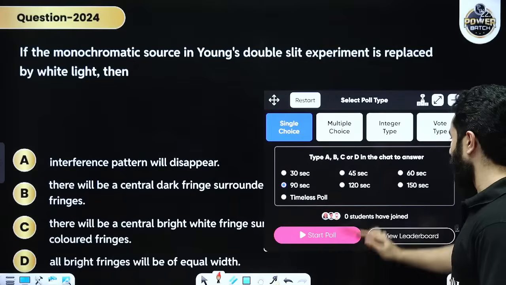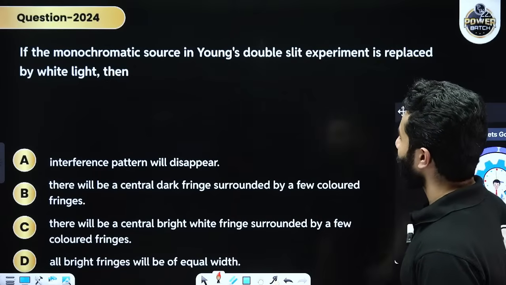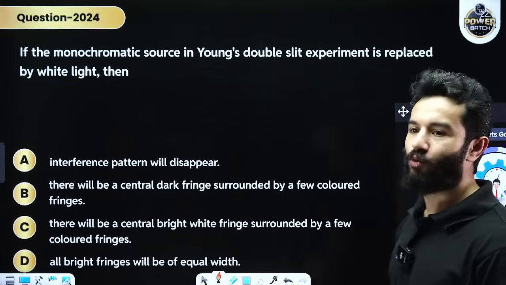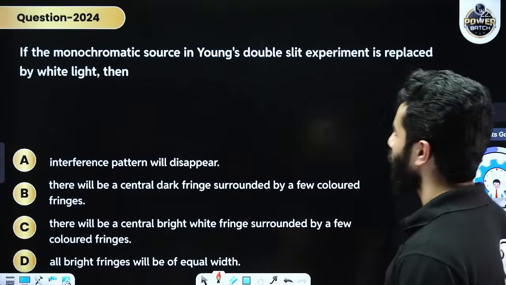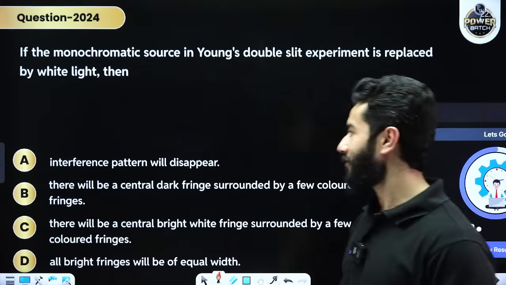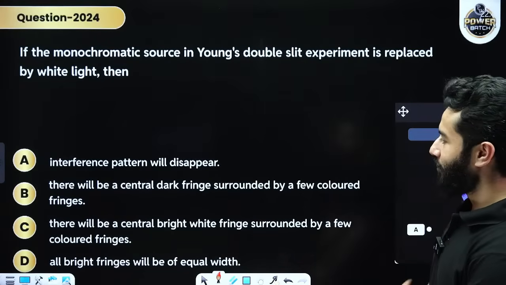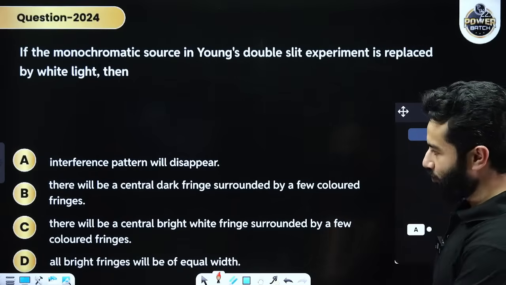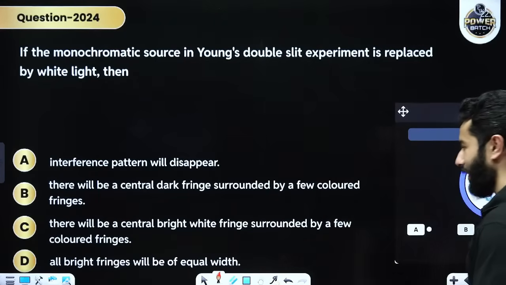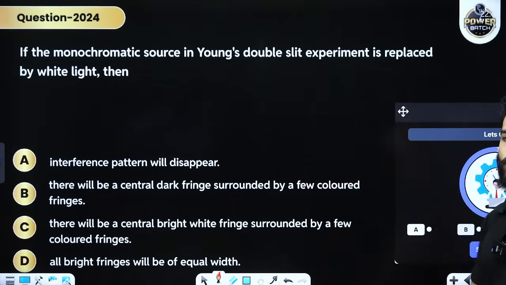Chalo, one poll question for you. 60 seconds. Let's start. If the monochromatic source in YDSE is replaced by white light, then what will happen? Interference pattern will disappear. There will be a central dark fringe surrounded by a few colored fringes. There will be a central bright white fringe surrounded by a few colored bright fringes. All bright fringes will be of equal width. What will happen?